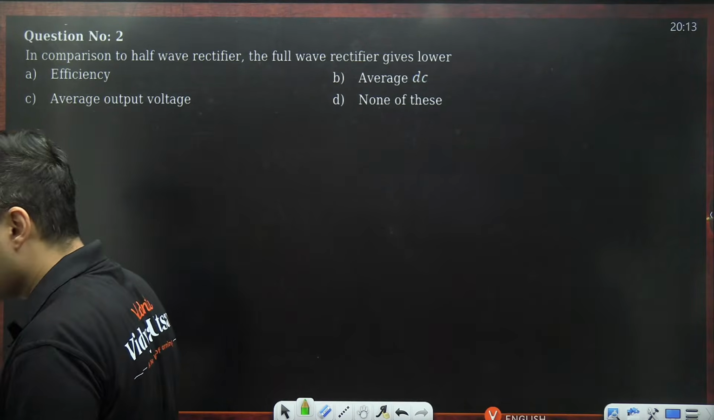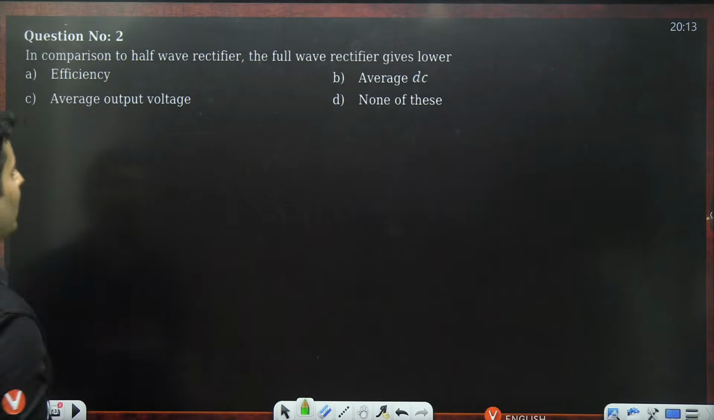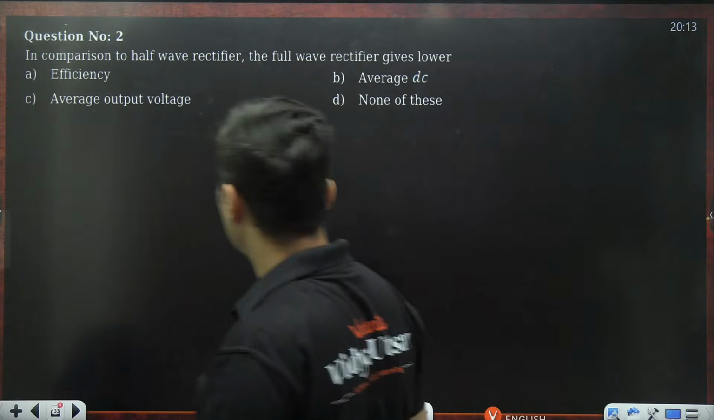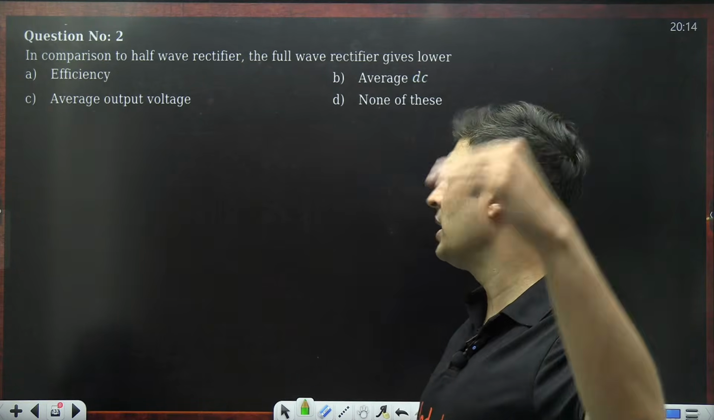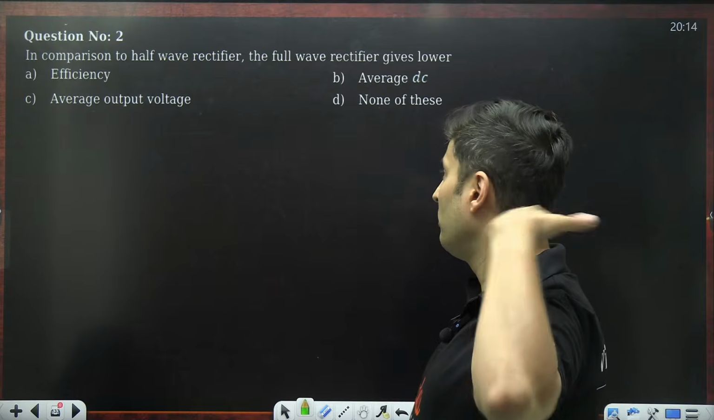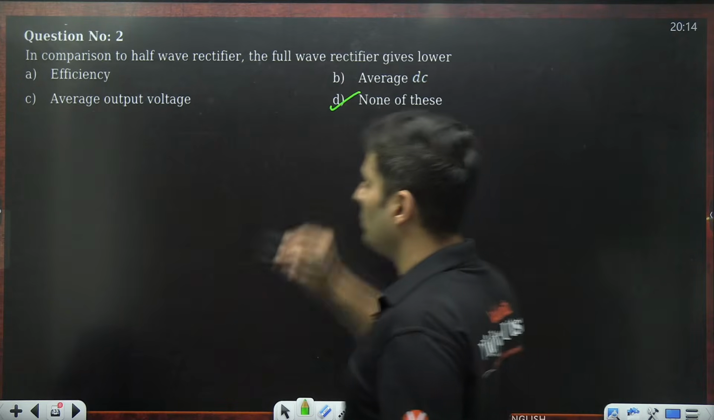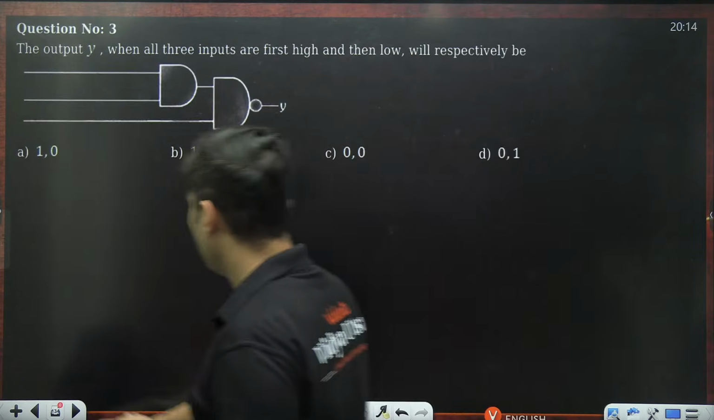Okay, so what is the answer, guys, for this particular question? Full wave rectifier is definitely more efficient compared to half wave rectifier. It will definitely give more average output voltage. It will give better DC. So answer is none of these only. Nothing great about it.